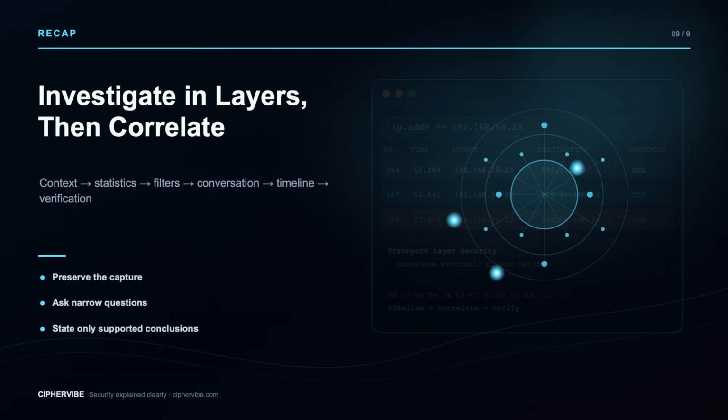Remember the hallway camera analogy. A packet capture shows what crossed one observation point. It does not show the entire building or prove intent.